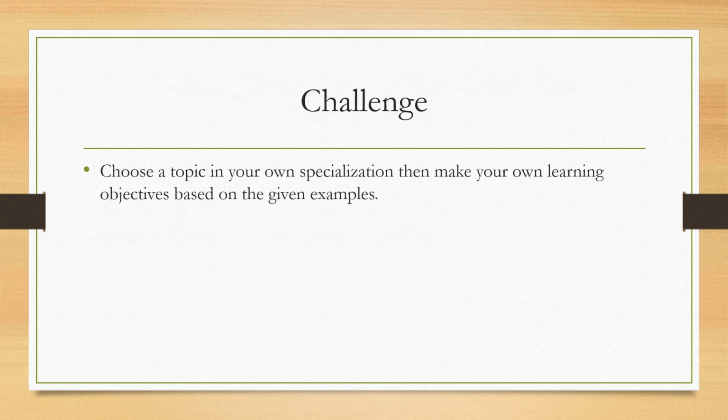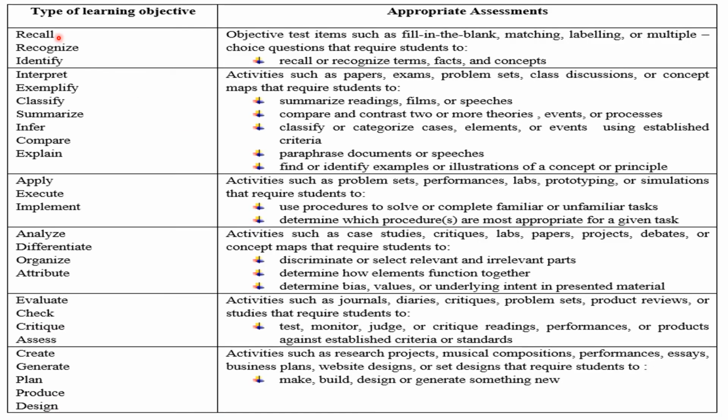And we will also have a challenge. So, review an activity, choose a topic in your own specialization, then make your own learning objective based on given examples. The given examples are here. We have here the type of learning objective and the appropriate assessment. So, first, we will identify our objective. This consists of record, recognize, identify, interpret, exemplify, classify, summarize, infer, compare, explain, and so on.